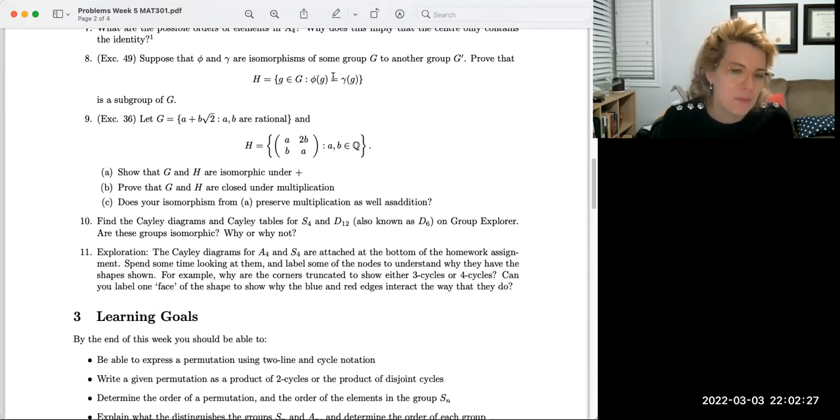And then in number 10, you want to look at Group Explorer and see if these two groups are isomorphic. And remember, for two groups to be isomorphic, they should really have the same Cayley table up to rearrangement, or they should have the same Cayley diagram up to rearrangement. So their elements need to all be of the same orders as well. And that's often a way to spot if two groups are not isomorphic.